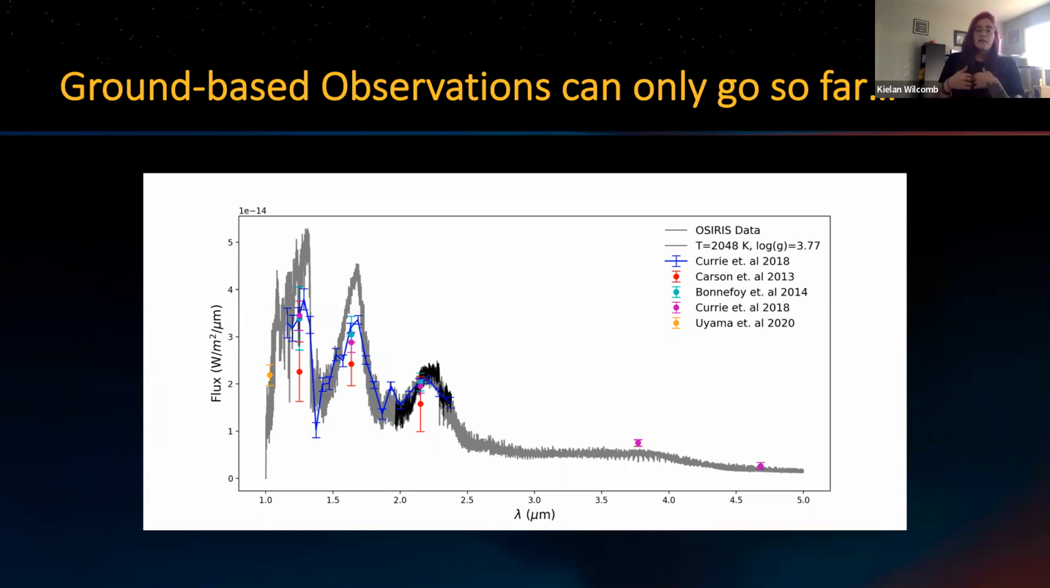So we're going to take a step back. We're going to go back to this mega plot I showed before. Even low resolution spectra is hard for ground-based observations past 3 microns. We are missing key pieces from longer wavelengths such as vertical mixing, methane, cloud properties, etc. And as you can see, photometry can only constrain so much.